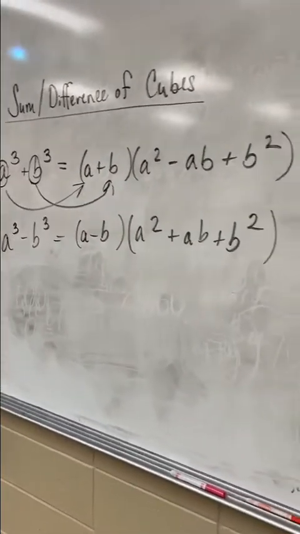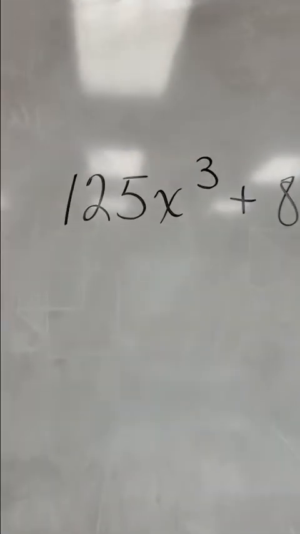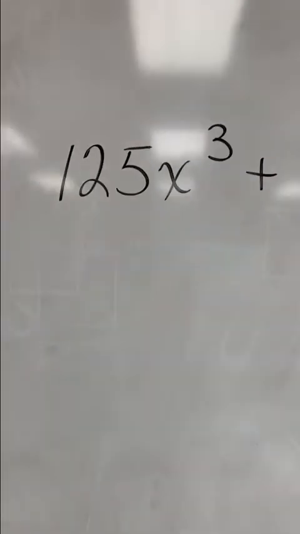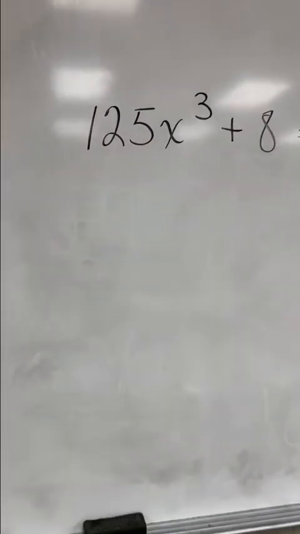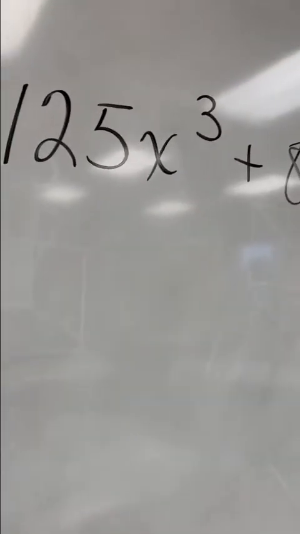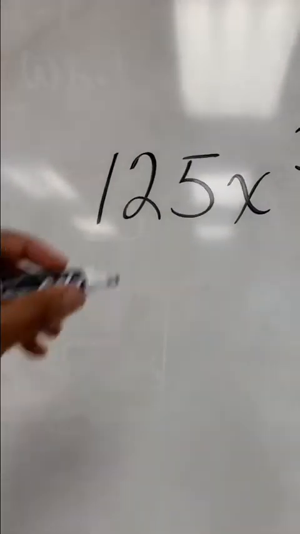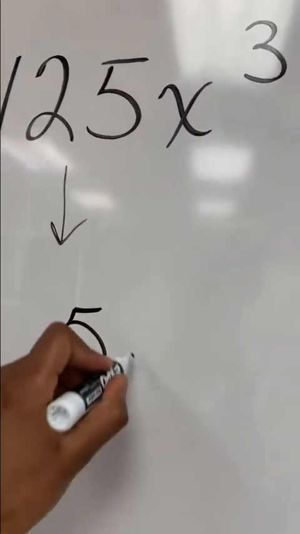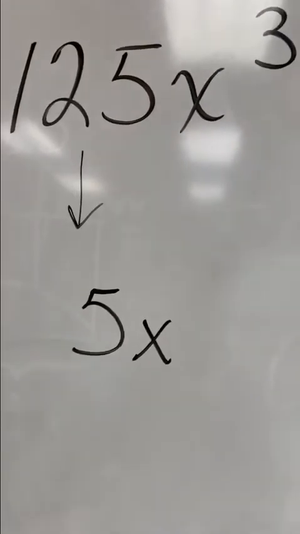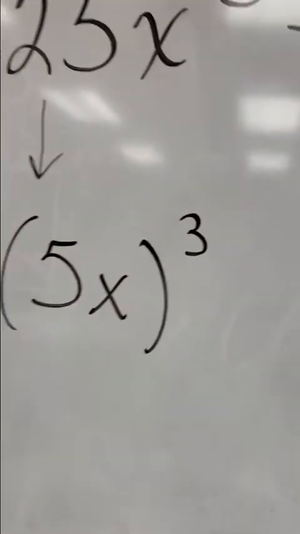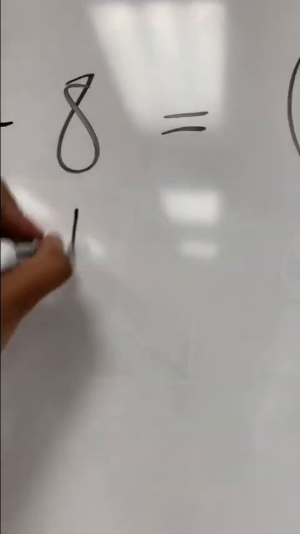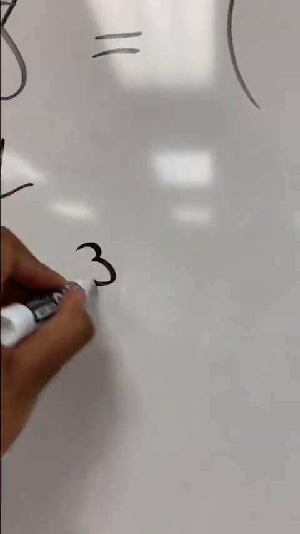So I'm about to get to some factoring examples now. Here's our first example. I have 125x cubed plus 8. The main thing here is to remember you have to be able to recognize your numbers. When I see a 125, I'm thinking, okay, that should be a 5 and an x, and that's being raised to the third power. When I see that 8, I know that's a 2 being raised to the third power.